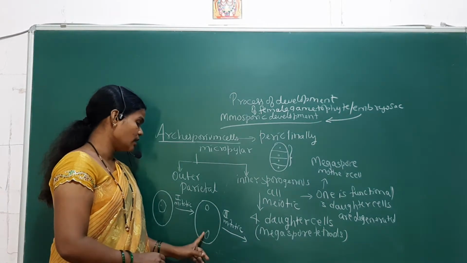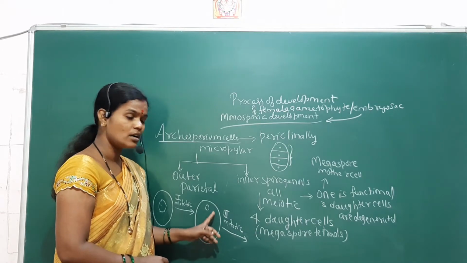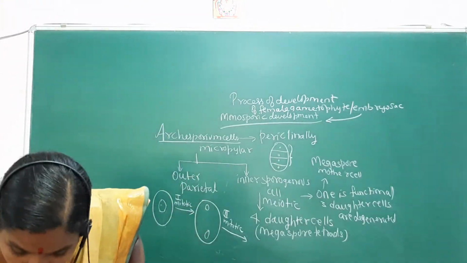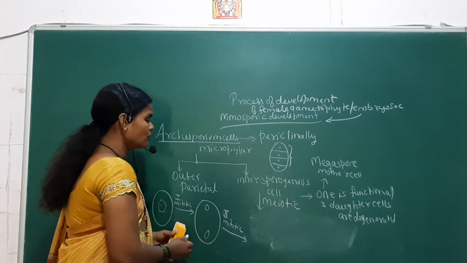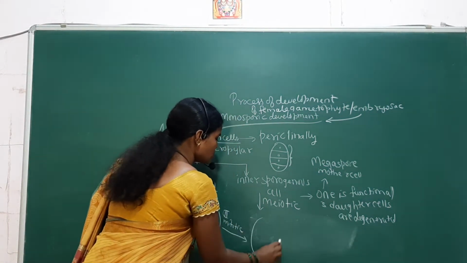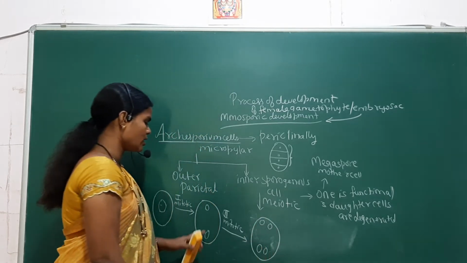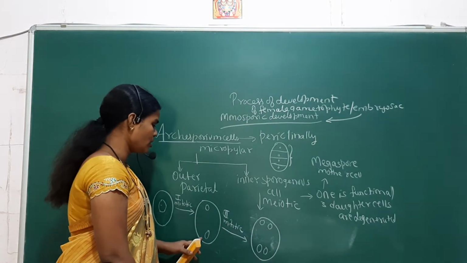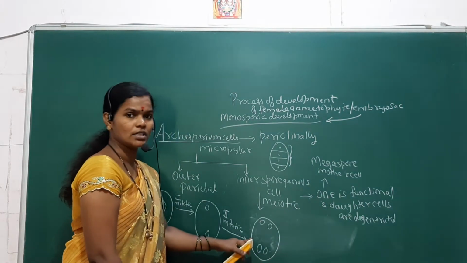If each cell undergoes mitotic cell division, how many daughter cells are produced here? Four daughter cells: 1, 2, 3, 4. One parental cell produces 2 daughter cells. So here 4 daughter cells are produced.